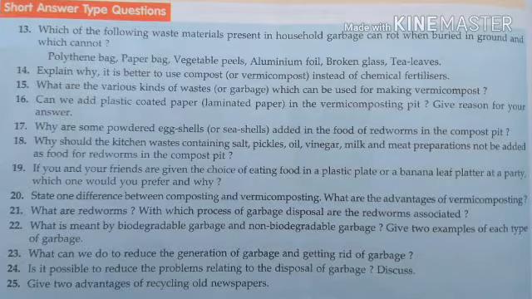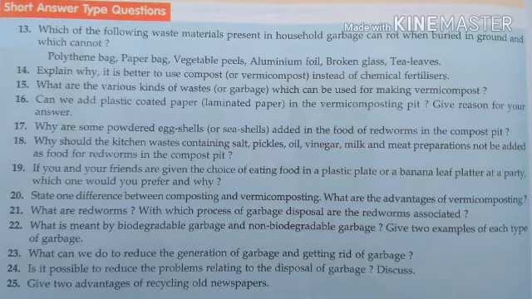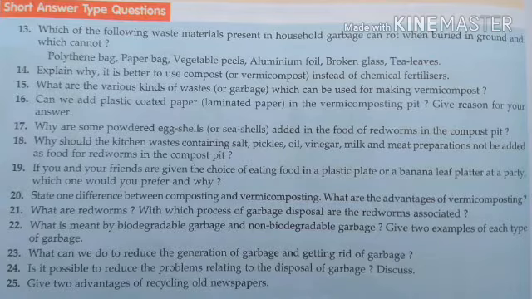Next, 14th question. Explain why it is better to use compost instead of chemical fertilizers. Chemical fertilizers are man-made fertilizers and they contain chemicals or salts. These chemicals can change the soil health, meaning the pH changes and the soil becomes infertile, so it is better to use compost or vermicompost instead of chemical fertilizers.